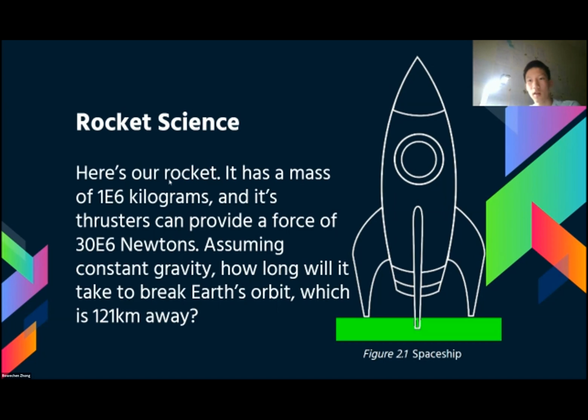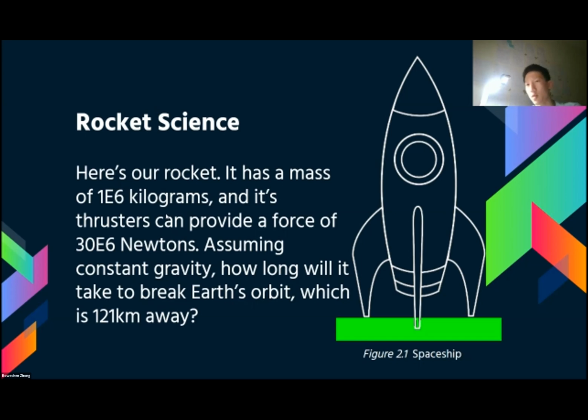Here's a rocket. It has a mass of 1e6 kilograms. 1e6 kilograms, what does that mean? That means 1 million kilograms. And its thrusters, what's a thruster? A thruster is this like hole in the back here, spits out a bunch of very hot hydrogen stuff, and it pushes the rocket this way. So that's what a thruster is. It can provide a force of 30e6 newtons, 30 million newtons, assuming constant gravity. Constant gravity. What does constant gravity mean? It means if you move upwards a mile, you're going to experience the same force as if you were on the ground.